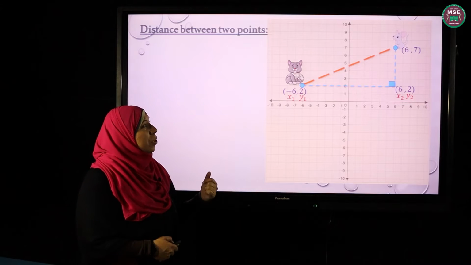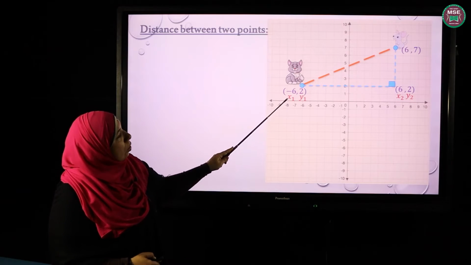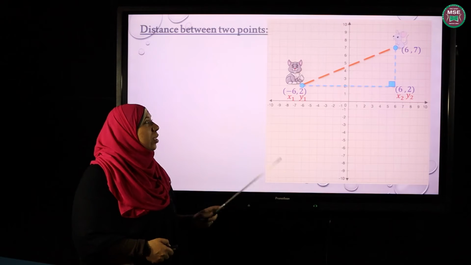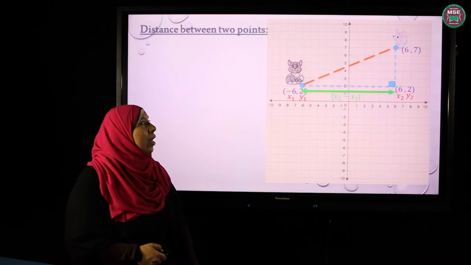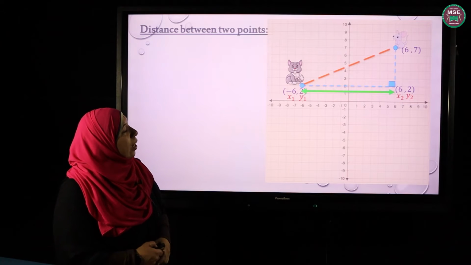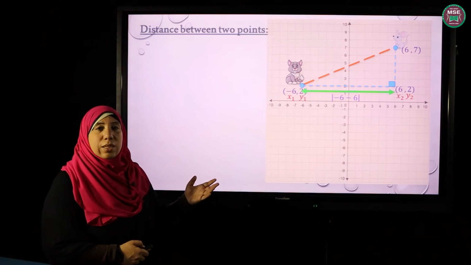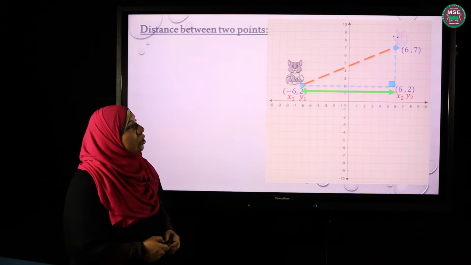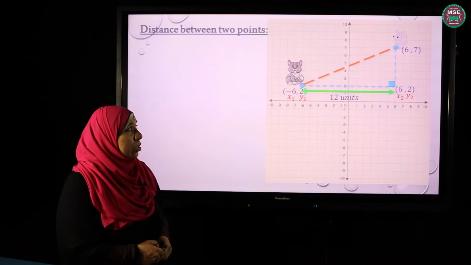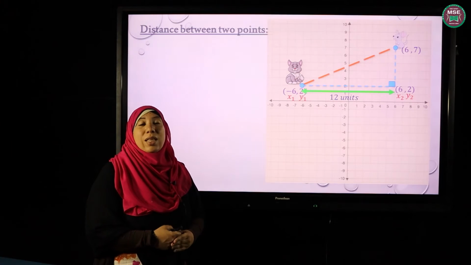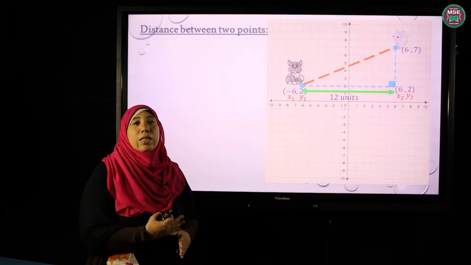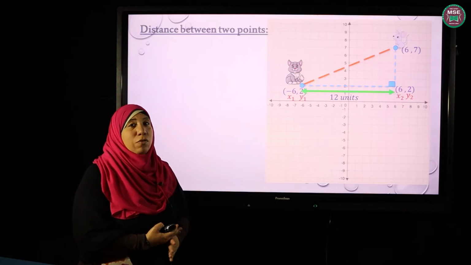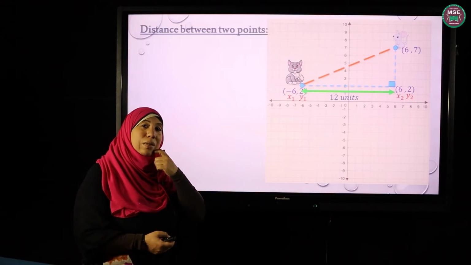To find this distance, we will find that y2 and y1 are equal. So the distance here will be between x1 and x2. It will be the absolute value of x1 minus x2, equal 12 units. Why the absolute value? Because the distance always has to be a positive length. I cannot find a length with negative, so the distance here has to be positive.